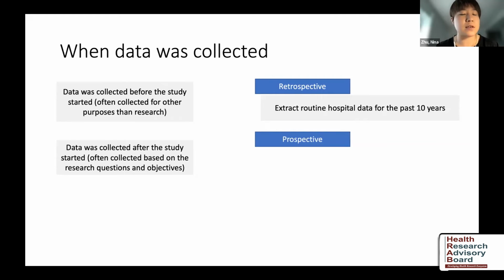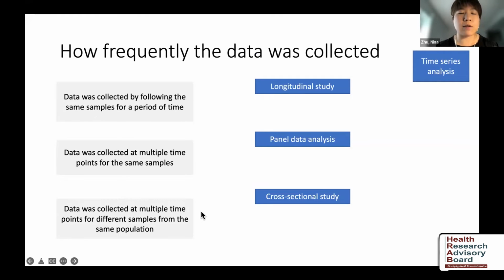Compared to that, we also have certain studies where data was collected after the study started. So often, the data was collected based on the research questions and objectives, and the data collection will be more tailored towards the research purpose. This is the type of study we call prospective. For example, we can recruit tuberculosis patients for the next 5 months that come into my hospital, and this recruitment process and data collection will be solely tailored based on my needs, based on the research question I'm going to answer in this research.